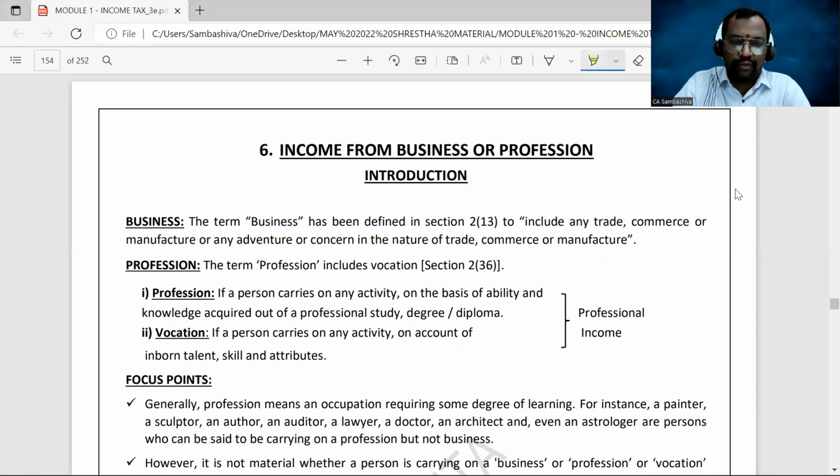In the last class, we completed the discussion regarding income from salaries. So, out of the 5 heads of income, we have so far completed 3 heads: income from house property, capital gains, and income from salaries. Now let us move on to the next head of income, that is income from business or profession, and we generally call it PGBP, profits or gains from business or profession.